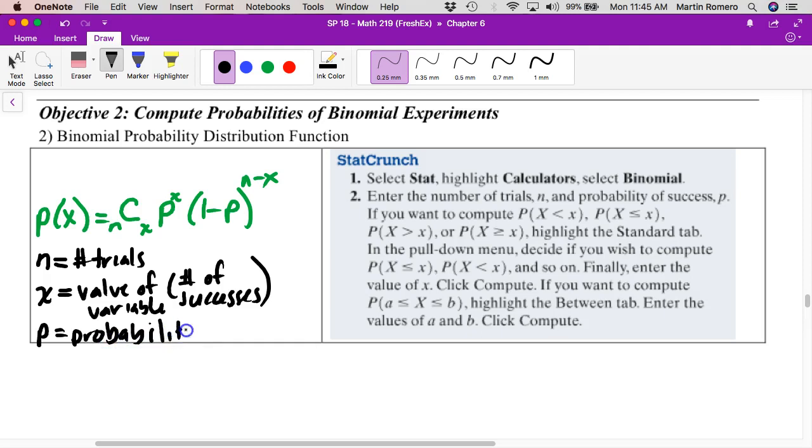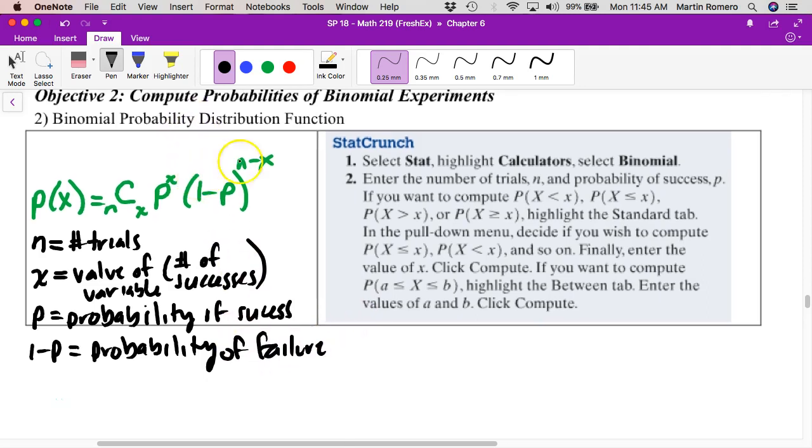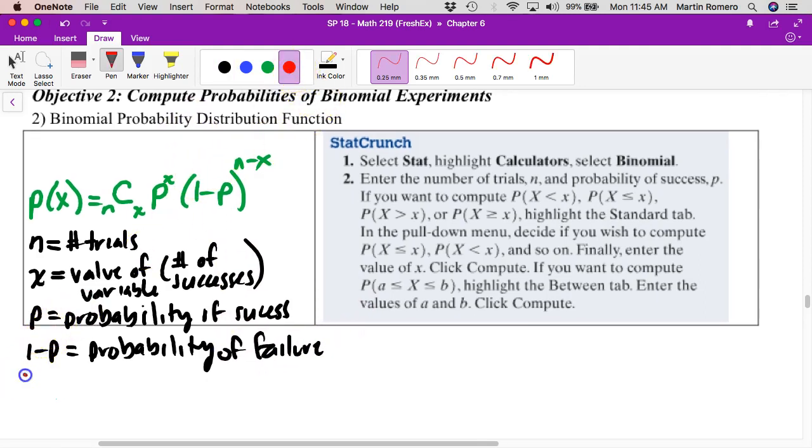It's important to note that the probability of success does not need to be something positive. It just means it's the outcome we're looking for. 1 minus P is the probability of failure. In some books and notes, this variable is considered Q. We call that Q, the probability of failure.